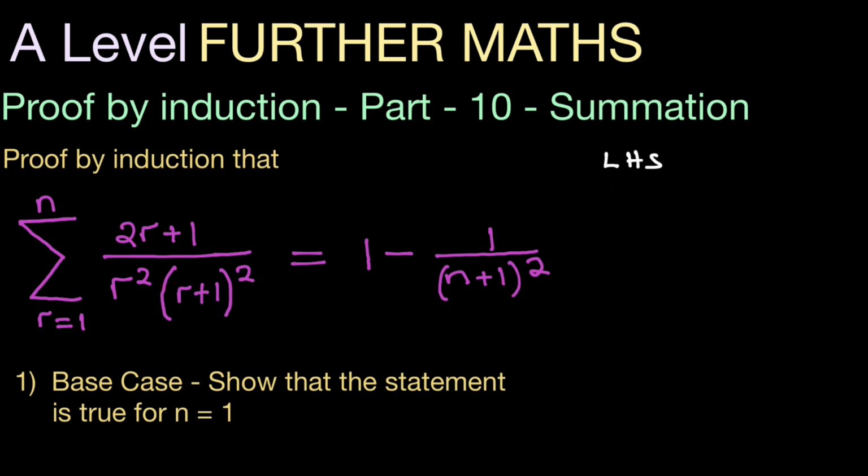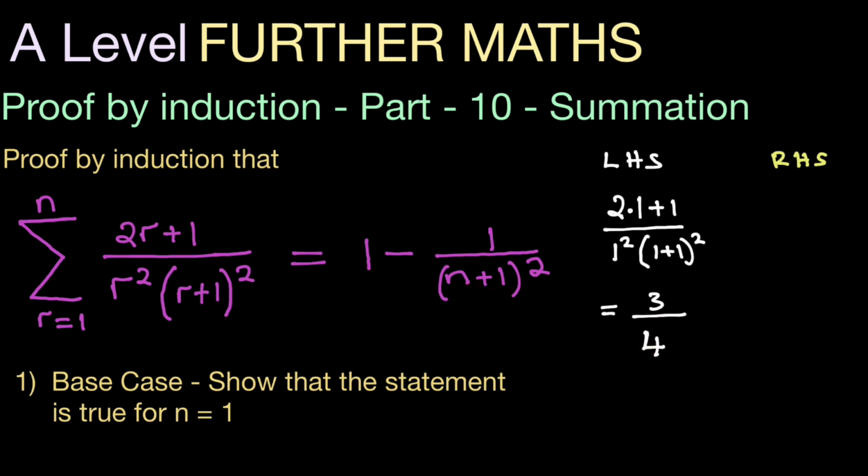So let's do the left hand side first. Because n is 1, the sum goes to 1, and we start from r equals 1, so r has to be 1. That gives 1 times 2 plus 1, divided by 1 squared times (1 plus 1) all squared. This is 2 plus 1, that will be 3, over 2 squared, which is 4, times 1. So 3 over 4, and that's the left hand side, 3/4.